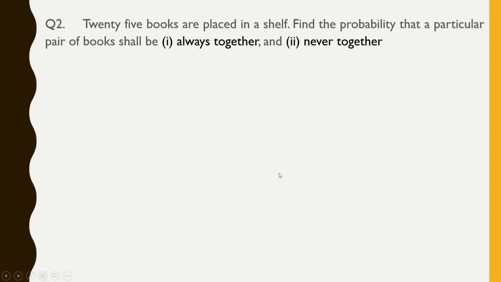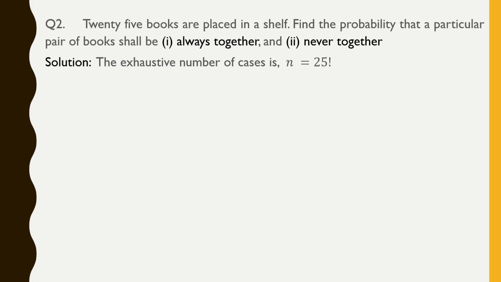Now let us see another example. 25 books are placed on a shelf. Find the probability that a particular pair of books shall be always together and never together. Now, since 25 books are to be arranged, the total number of exhaustive cases is 25 factorial, because 25 objects can be arranged in 25 factorial ways, as we have seen earlier.